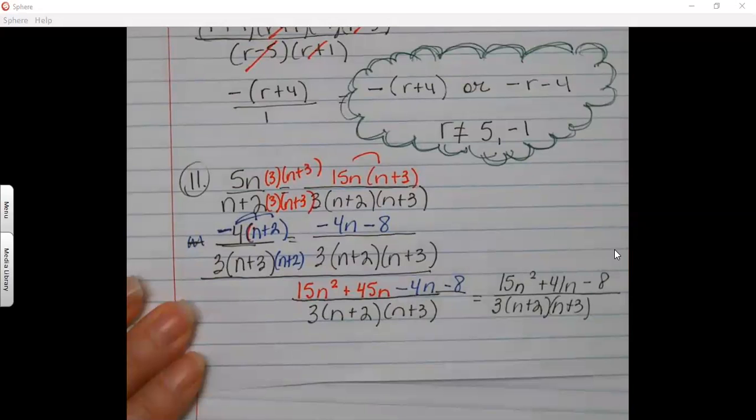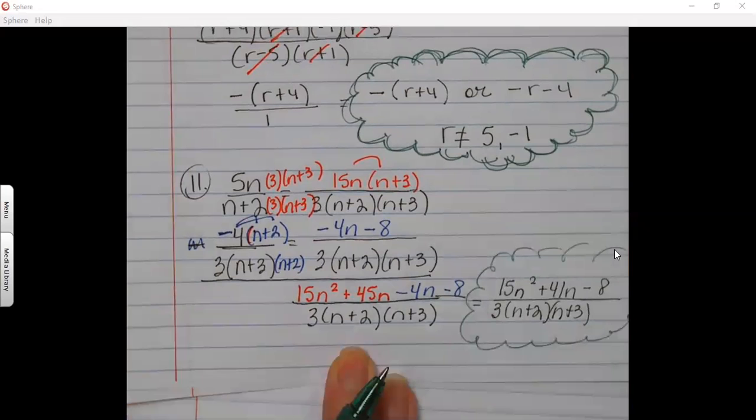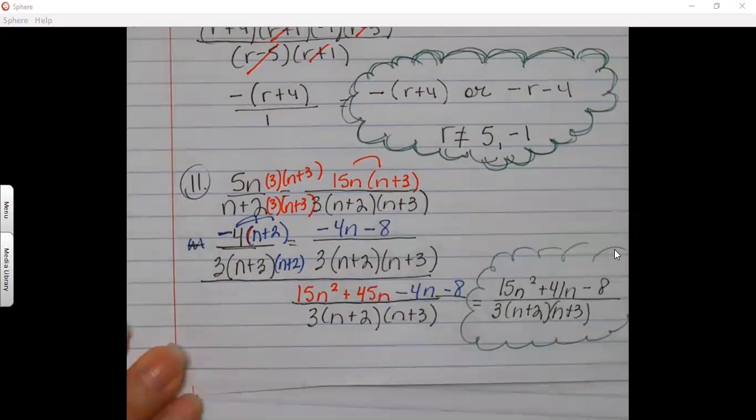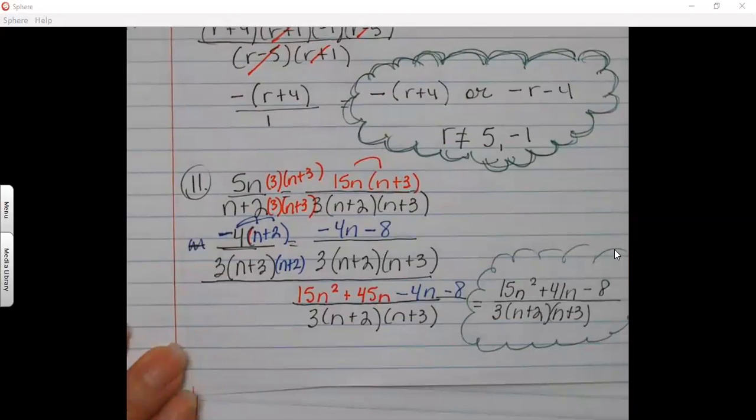I noticed some of you, when y'all had this for homework, gave me your answer as 15n times n plus 3 minus 4n minus 8. It either needs to be all factored or in standard form, one or the other. Not some things being factored and some things not being factored. All factored means everything's being multiplied together.